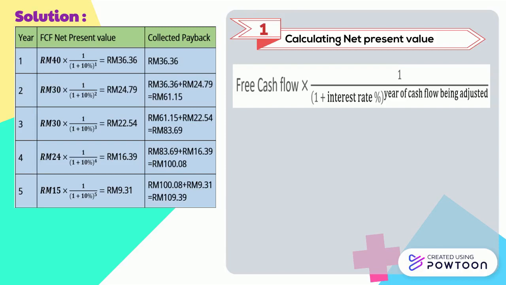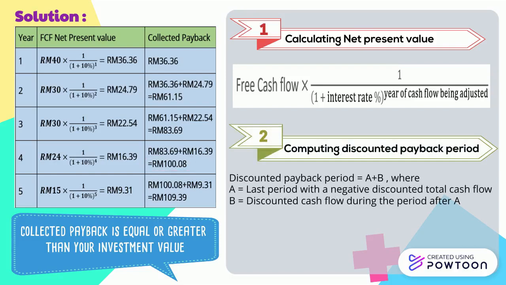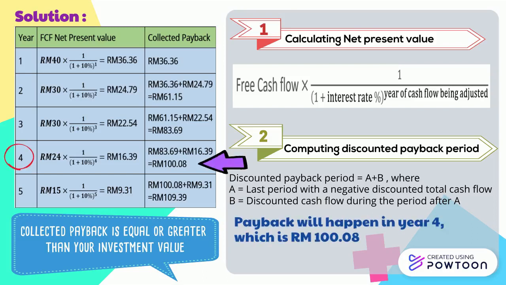Then continue to fill up for each year until the cumulative discounted cash flow reaches a positive number. Next, we must compute the discounted payback period by summing the last period with a negative discounted total cash flow with the discounted cash flow during the period. In conclusion, our payback will happen in year 4, which is 100 ringgit and 8 cents.